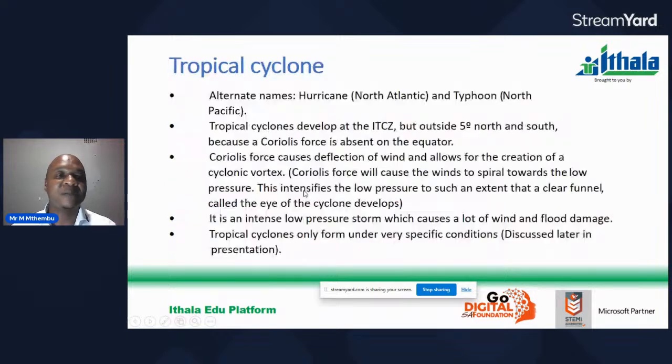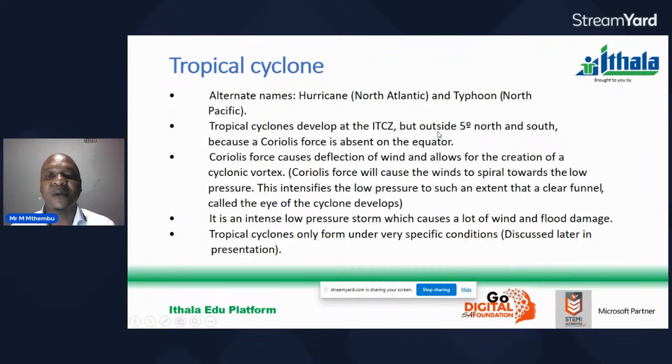Okay, let's just look now at a tropical cyclone. What exactly is a tropical cyclone? We have alternative names. It's sometimes called a hurricane in the North Atlantic and typhoon in the North Pacific. Tropical cyclones develop at the ITCZ between but outside 5 degrees north and south. Okay, they do not develop between 0 and 5 degrees. Good people.